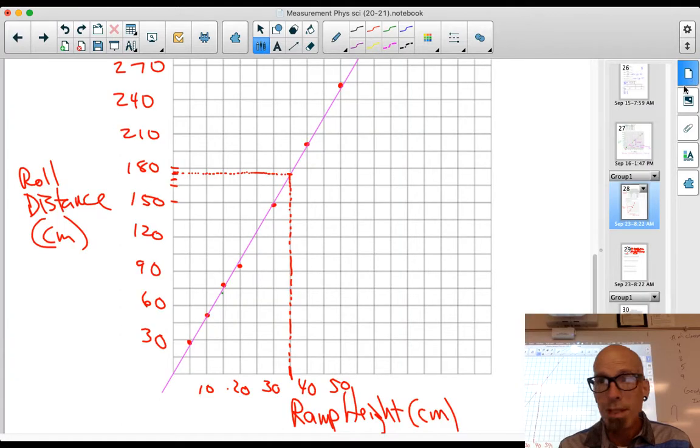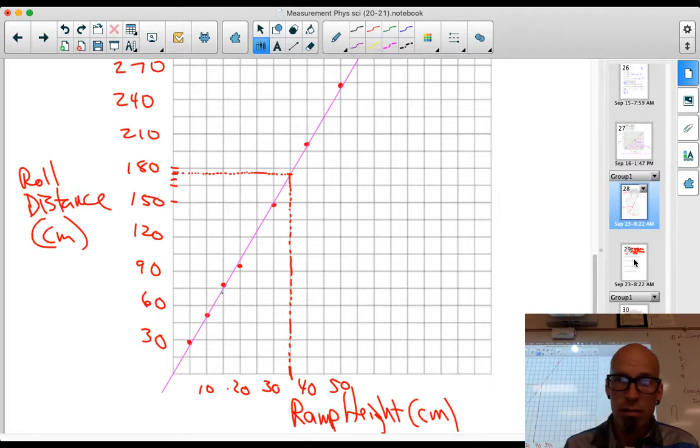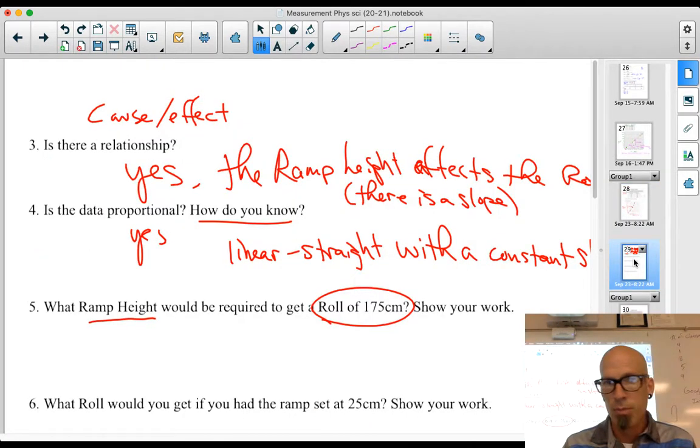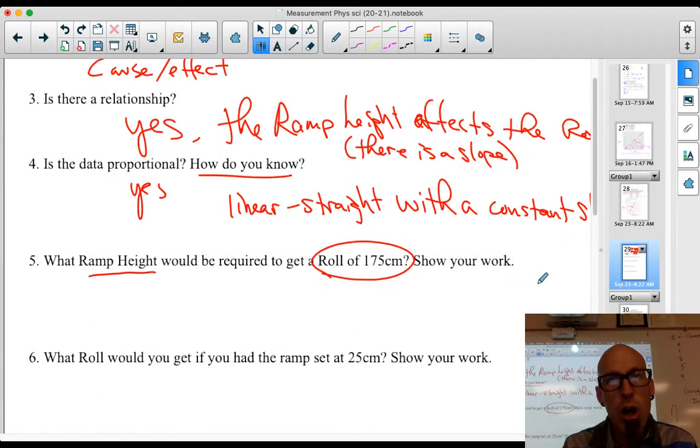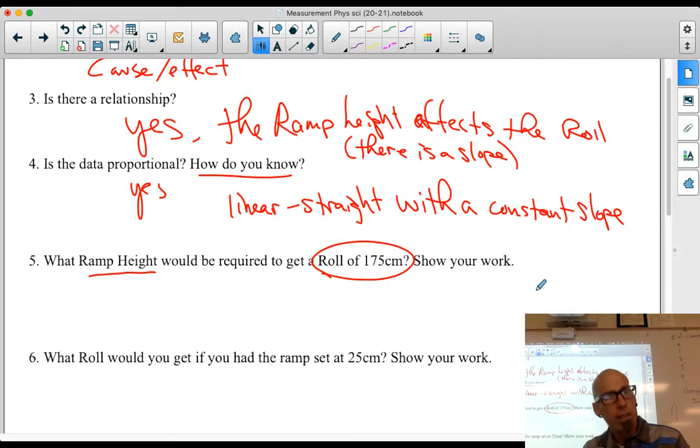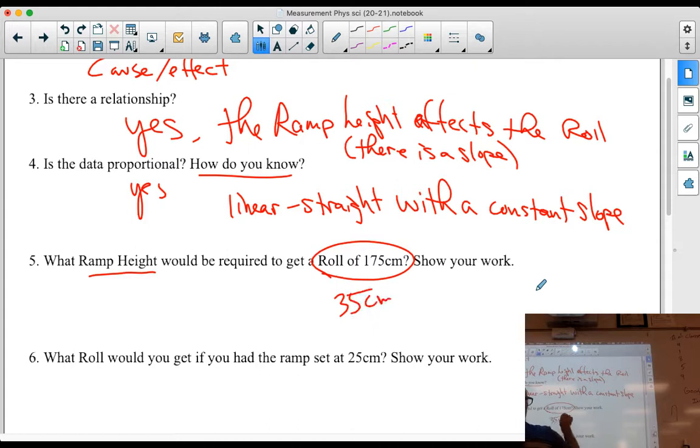Now, what if you didn't get that? What if you got 30? What if you got 32? What if you got 37? I don't know that I care as long as it is correct on your graph. So for me, it was 35 centimeters.